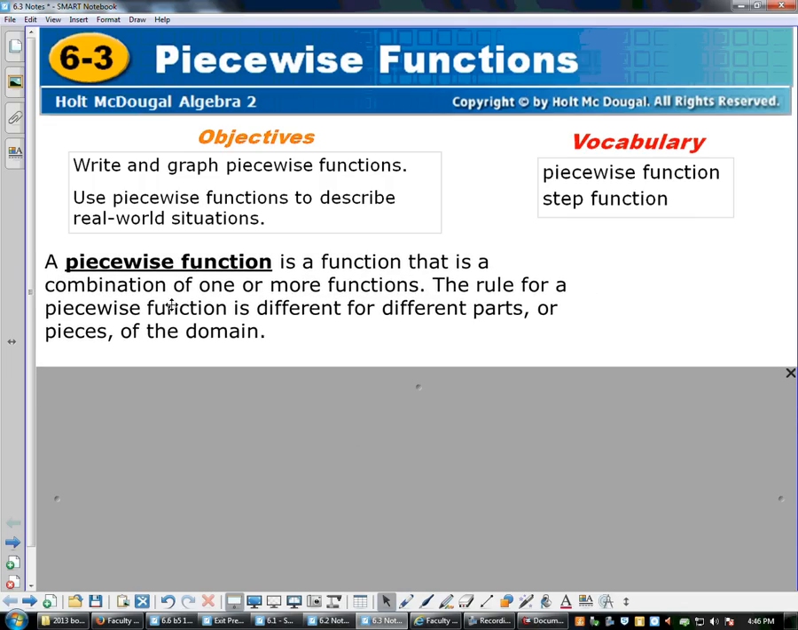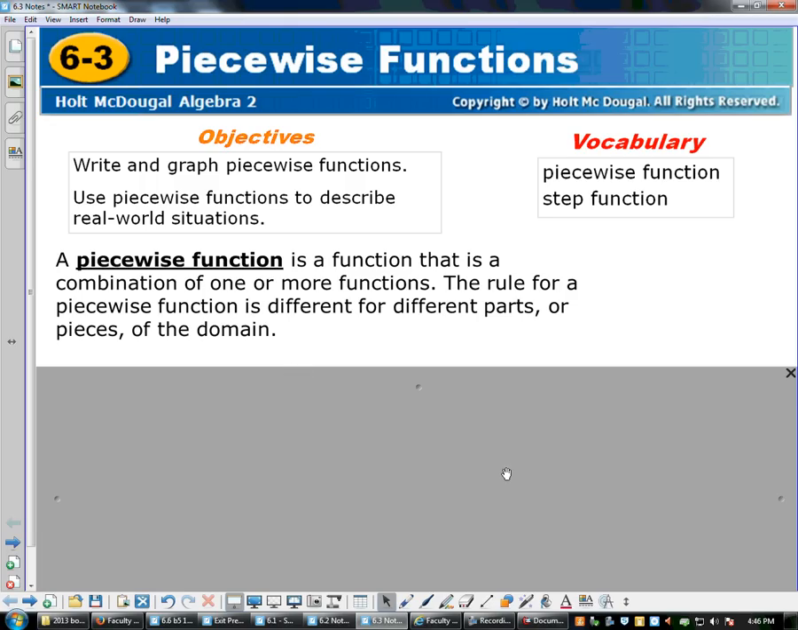So what is a piecewise function? It is a function that is a combination of one or more functions, and the rule for a piecewise function is different for the different parts or pieces of the domain. So for example, a piecewise function might be linear at some point and end right here and then turn into a parabola at another point. So you would need two pieces to describe that function. So the function itself would be written in two pieces. Some function here for something, some function here for something.